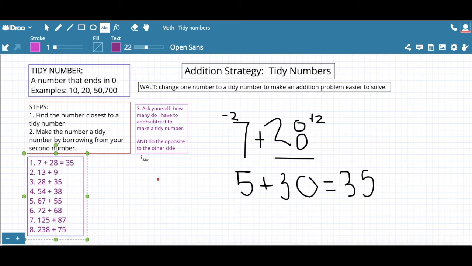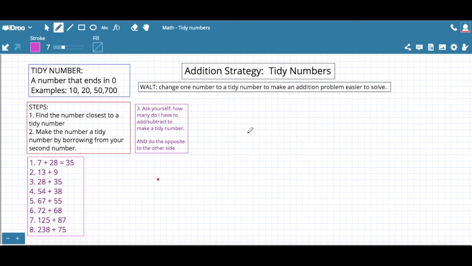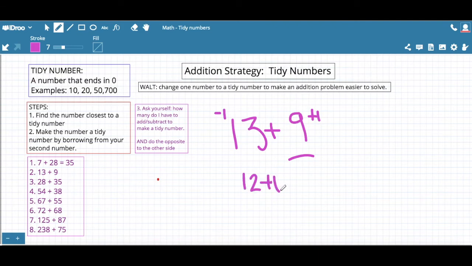35. Okay, our next problem is 13 plus 9. And you might already know in your head a strategy to figure out plus 9. So this is going to be really nice and easy for you. We identify it's 9 as our closest number to our tidy number. Then we add 1. If we add 1 on one side, we take away 1 on the other side. So that gives us a new problem of 12 plus 10.